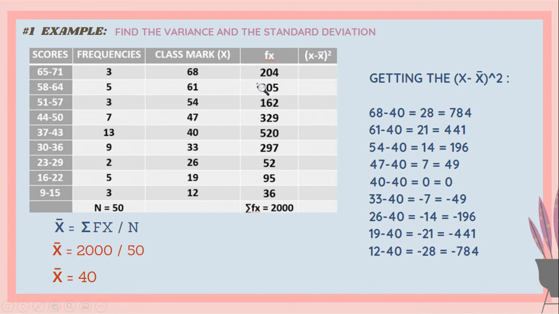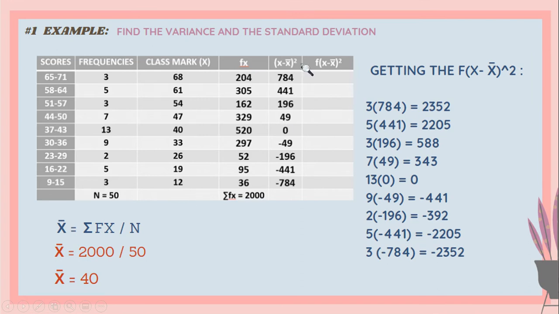Then after subtracting these two, the class mark and the mean, we need to square our answer. So 68 minus 40 is equal to 28, then squared, so it will be 784. And then same process, 61 minus 40 is equal to 21, then square the 21, so it will be 441, and so on. You just need to remember that after subtracting the class mark and the mean, you need to square your answer to get the answer for this column.